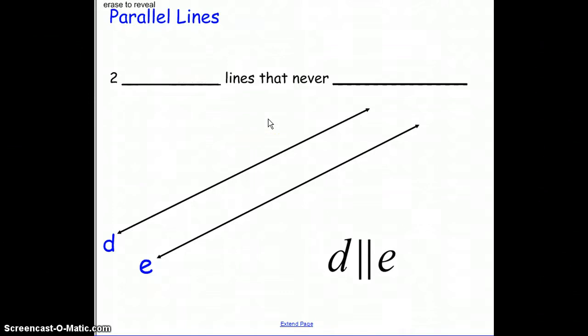All right, let's talk about the three different types of relationships that lines can have. The first type is that lines can be parallel. This is not new information. We should be able to recognize that parallel lines never intersect. Now, the part that you may not have thought about before is that those lines are coplanar. So, parallel lines are two coplanar lines that never intersect.